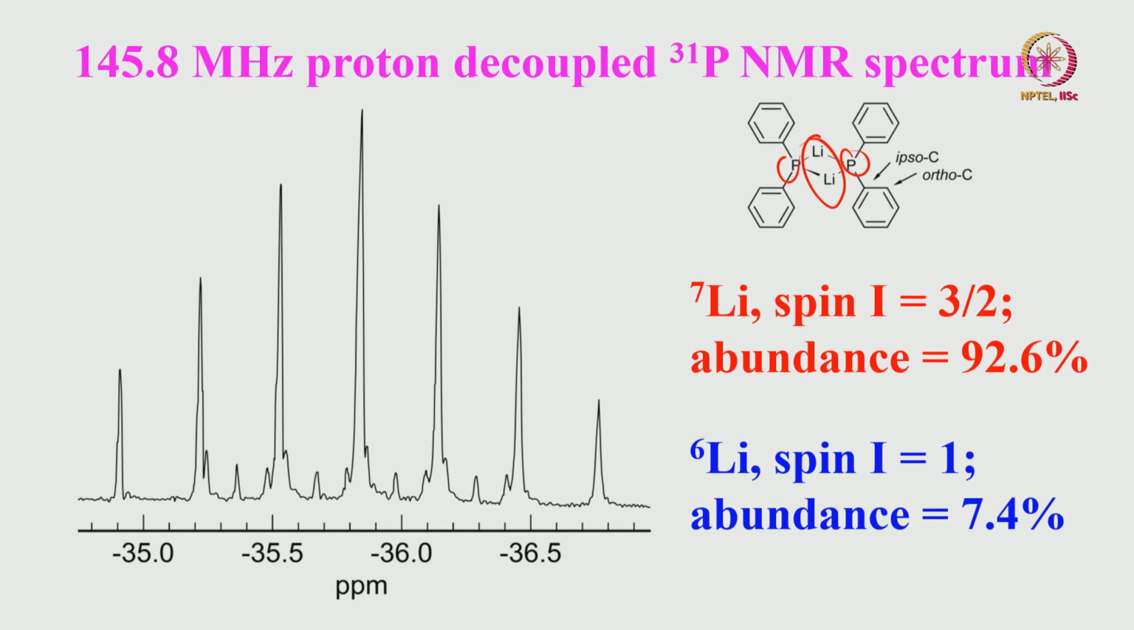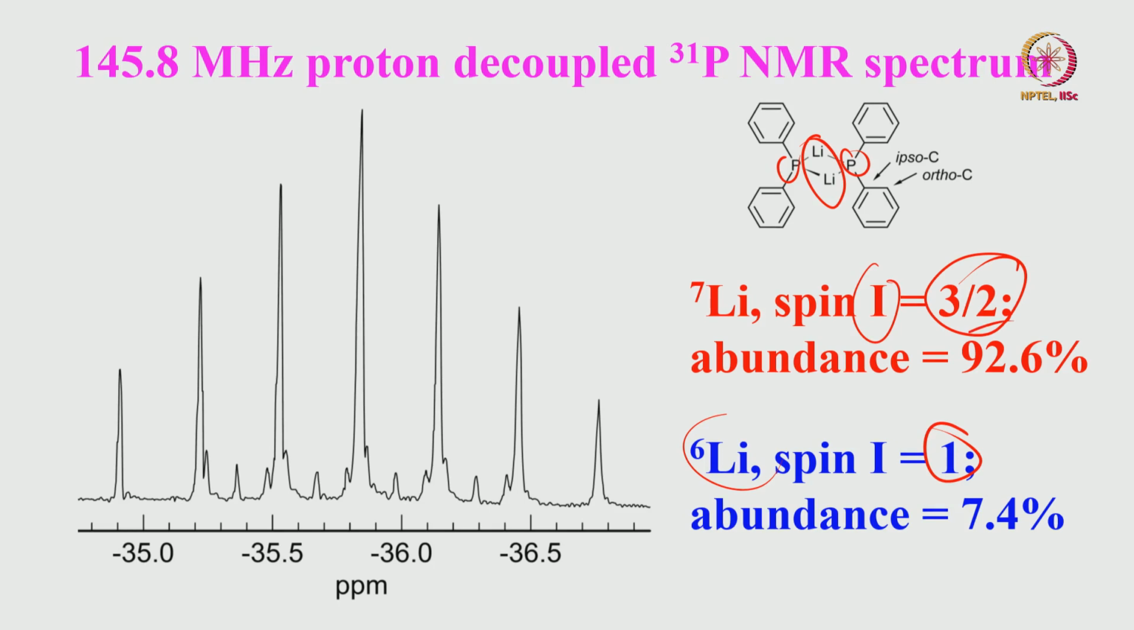Remember, lithium has 2 isotopes, lithium 6 and lithium 7. Lithium 7 spin is 3/2, lithium 6 is spin 1. We already discussed boron, spin 3/2 and boron spin 3. Here spin is 1, not 3, that is the difference. Lithium 7 has a high spin when it is coupled to phosphorus.